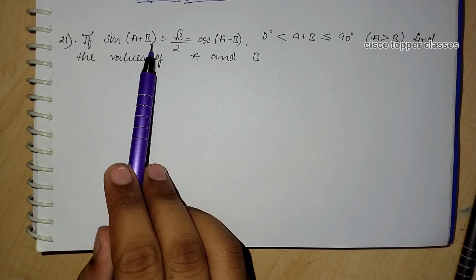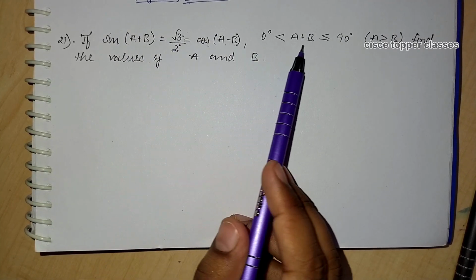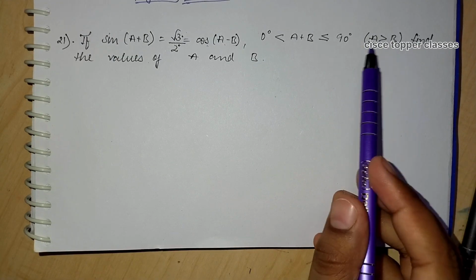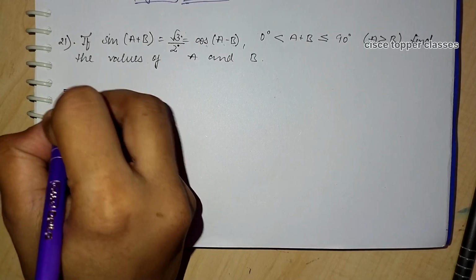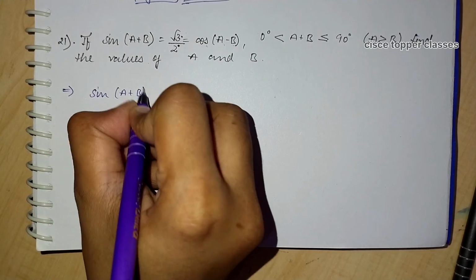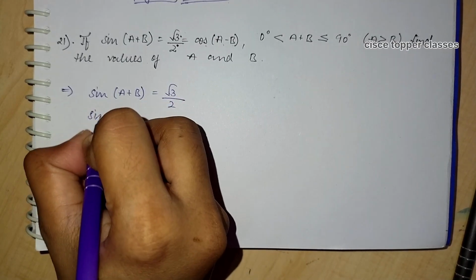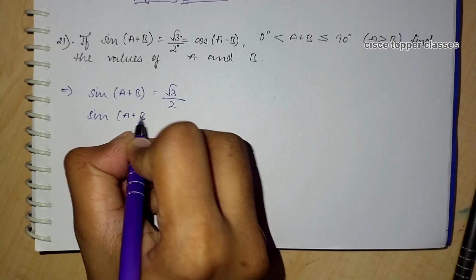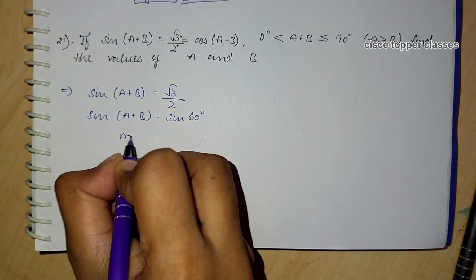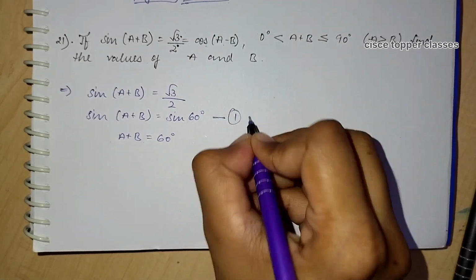If sin (a plus b) is equal to under root 3 by 2 and cos (a minus b) is equal to that only, and a plus b is less than 90 degree, and it is given that a is greater than b, then find the value of a and b. So here firstly we will take sin (a plus b) as equal to under root 3 by 2. So let it be the first equation. So from there we can write under root 3 by 2 in the form of sine. So this is equal to sin 60 degree, means a plus b, from here we can write this is equal to 60 degree. So this is the first equation we are letting.